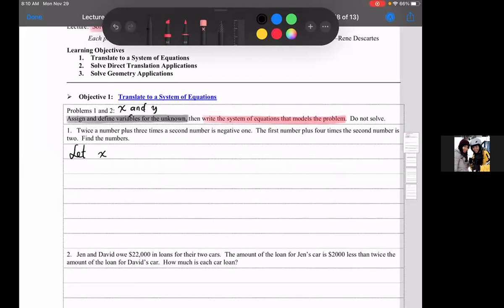Let x and y be the numbers we are looking for. Let me do one sentence at a time. Twice a number plus 3 times the second number is negative 1.